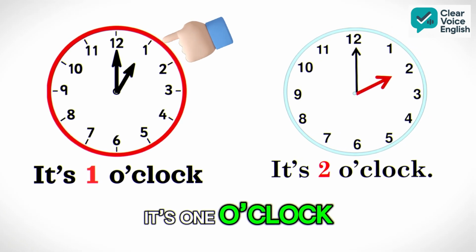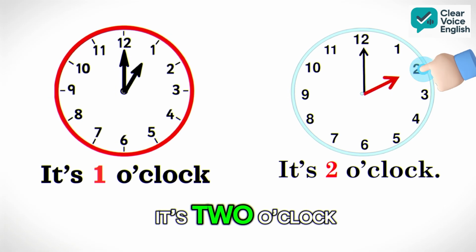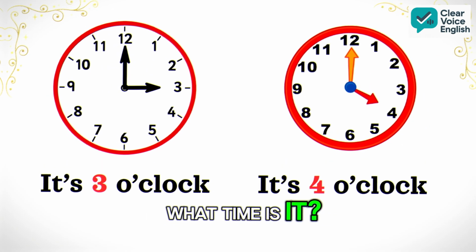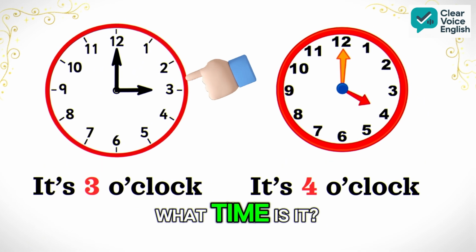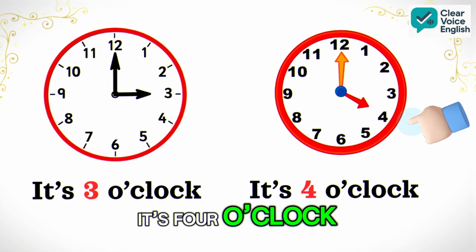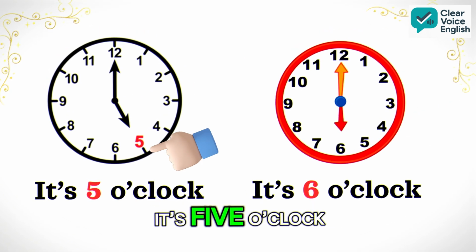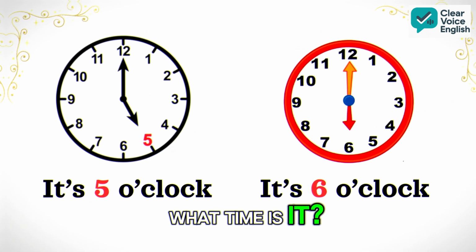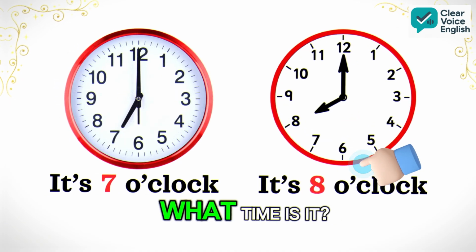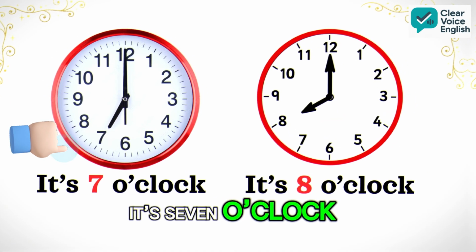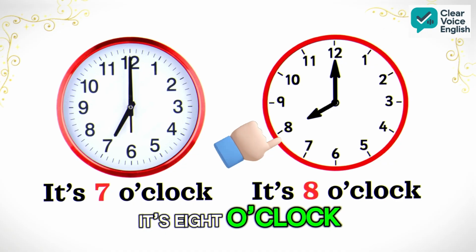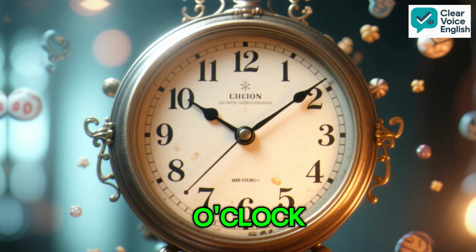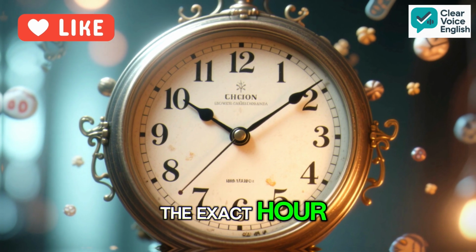It's 1 o'clock. What time is it? It's 2 o'clock. What time is it? It's 3 o'clock. What time is it? It's 4 o'clock. What time is it? It's 5 o'clock. What time is it? It's 6 o'clock. What time is it? It's 7 o'clock. What time is it? It's 8 o'clock. Great job. O'clock is what we say for the exact hour.